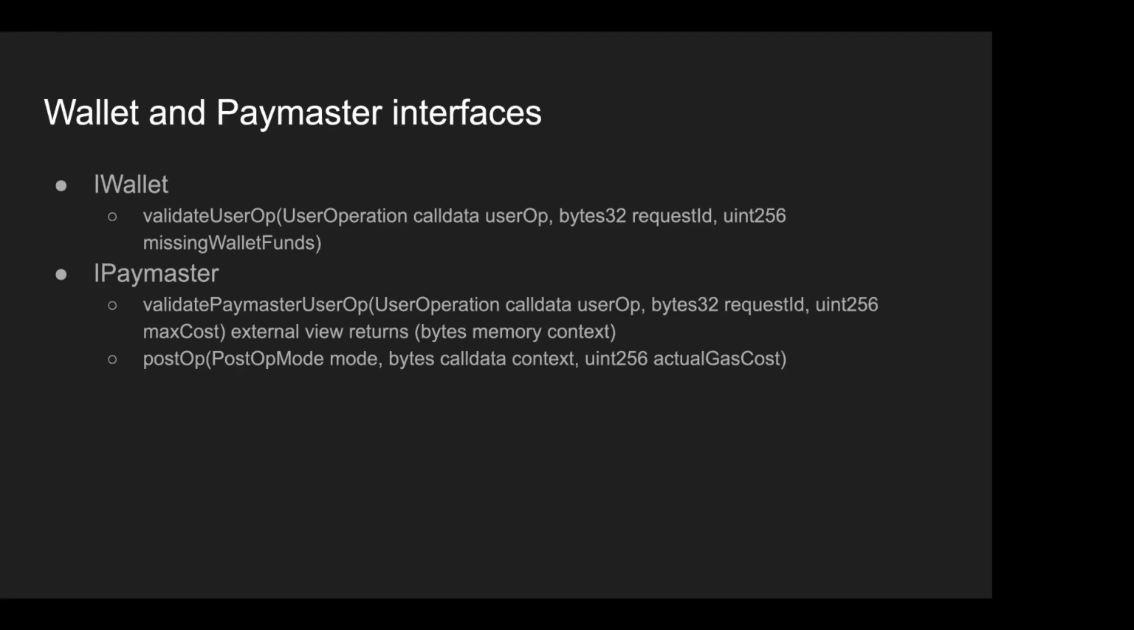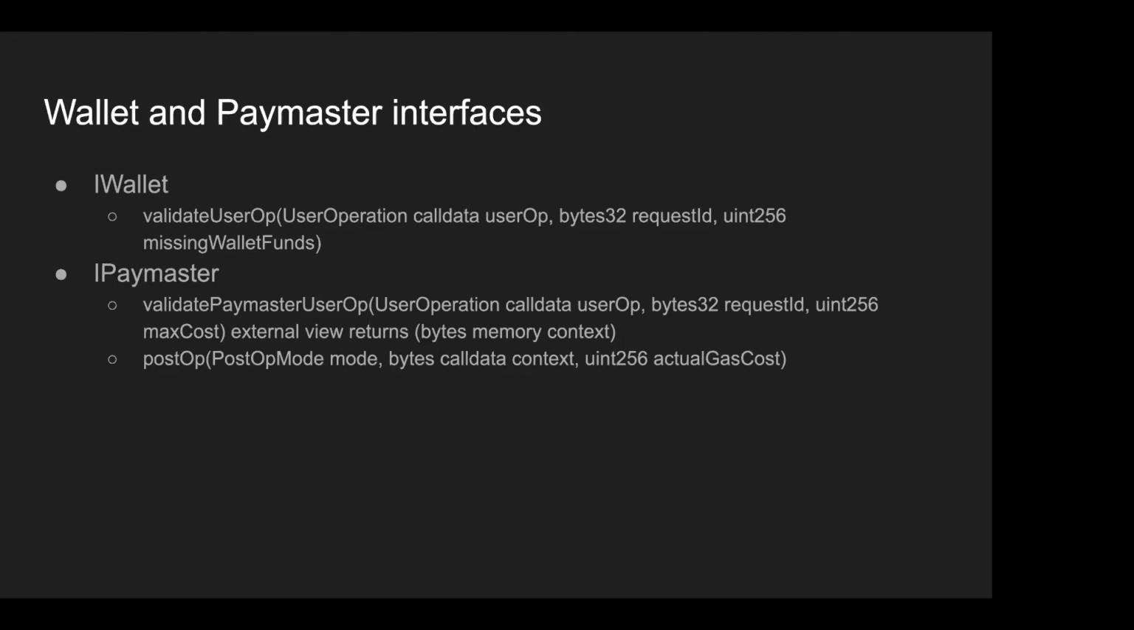And now wallets and paymasters can do pretty much whatever they want, but they need to implement certain interfaces. The wallet only needs one interface. It needs a validate user op. This is the validation function, which is called during the first loop. And this function should look at the user operation, verify the signature using whatever signature scheme it uses, which in our current sample just uses recover for ECDSA.